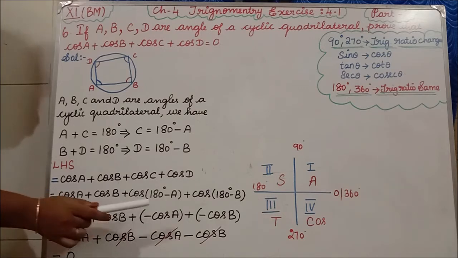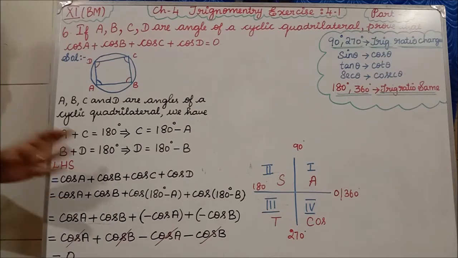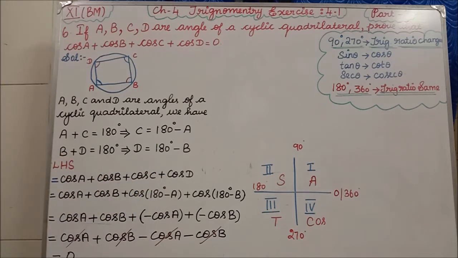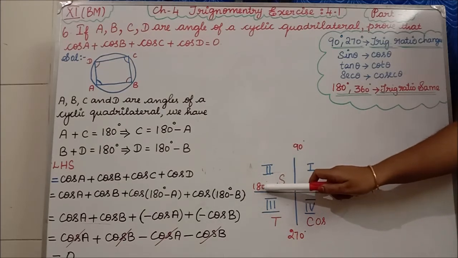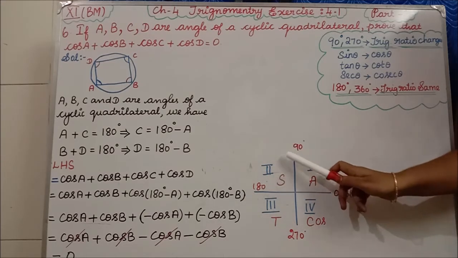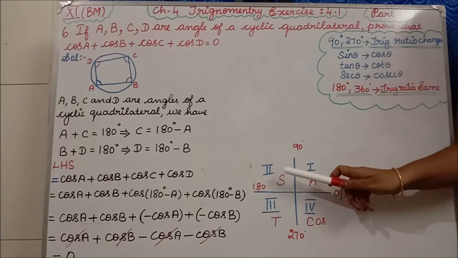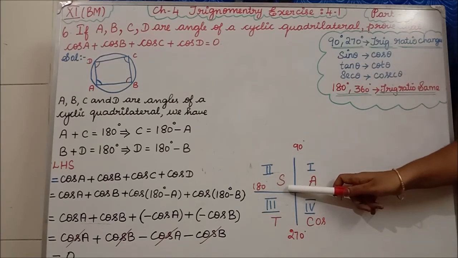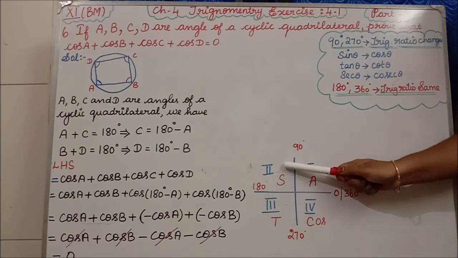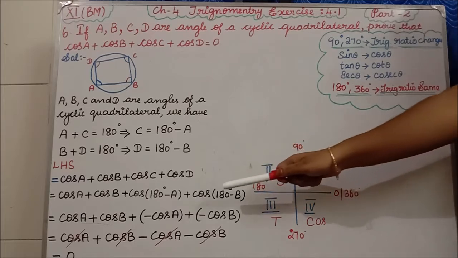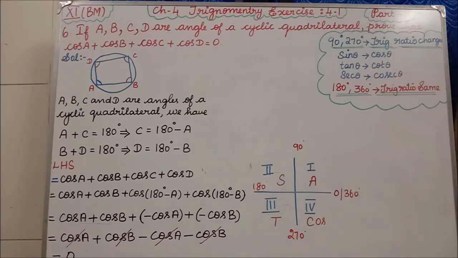Then how have we got the minus here? See now, cos of 180 degrees minus A, in which quadrant will it lie? It will lie in the second quadrant, isn't it? Because it is 180 degrees minus theta, and theta is nothing but A here. So 180 degrees minus theta means it will lie in the second quadrant. In the second quadrant only sine is positive and its inverse cosecant is positive. Cos is not positive in the second quadrant. Isn't it? So I have written here minus cos A.